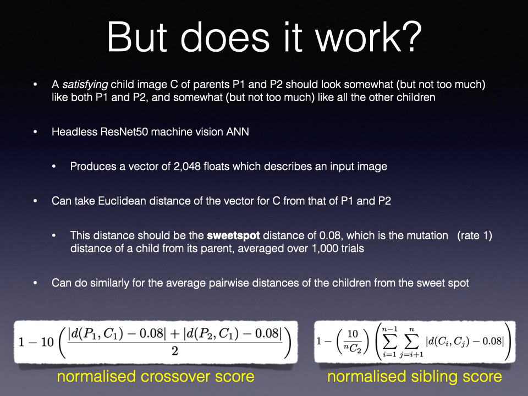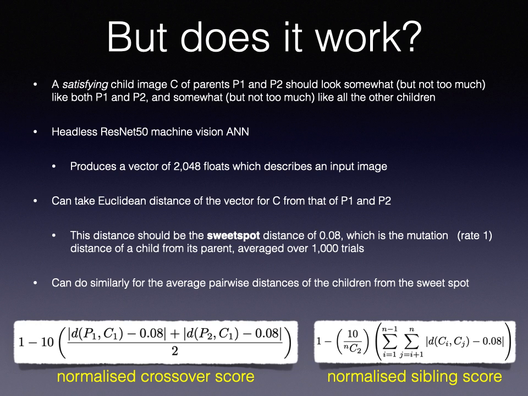So I came up with a definition of a satisfying child C from parents P1 and P2 as being somewhat but not too much like both P1 and P2, and somewhat but not too much like all the other children which are produced. To work out whether something looks somewhat like another image, I used ResNet 50, this machine vision neural network, in a headless fashion, which produces 2048 floats as a vector for each input image.